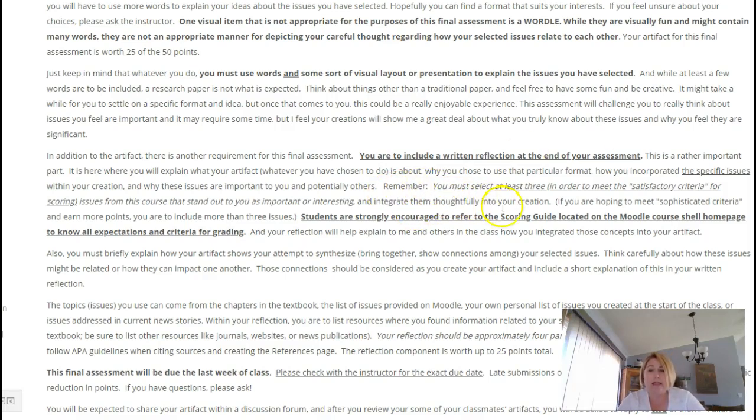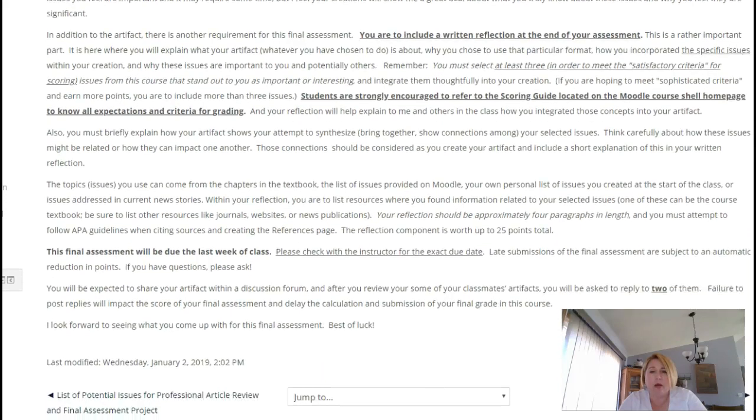you should at least select 3 to meet the satisfactory criteria, 3 issues to talk about, to show their interrelationship, to explain why they're important to you and should be to others. I highly recommend that you select 4 or more issues, because that will get you above that satisfactory rating to the sophisticated level that you're probably hoping for on the grading scale. All right, let's just keep going down here. I just want to cover a little bit about turning it in.